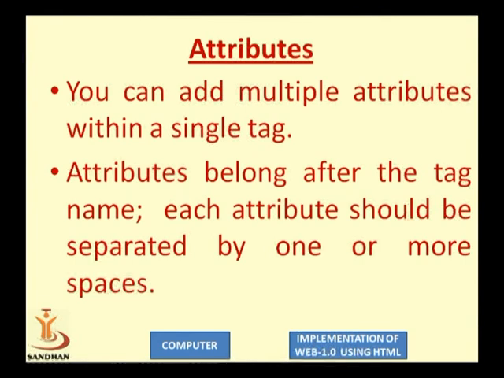Yes, it is true. Multiple attributes can be used within a single tag. That is a very important part. Attributes belong after the tag name. Each attribute should be separated by one or more spaces, right? You can leave more spaces, you can leave one space or two spaces, that doesn't matter. So you can use multiple attributes in a single tag separated by spaces. So that is the golden rule of attributes, right? Please consider this while you are writing HTML code.